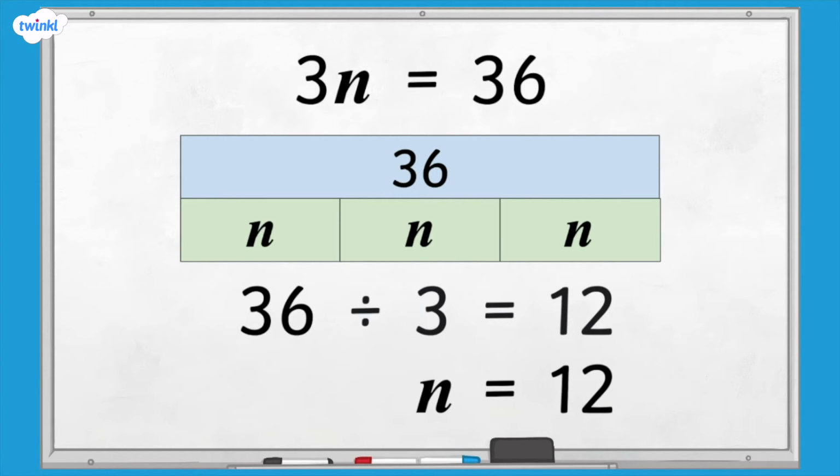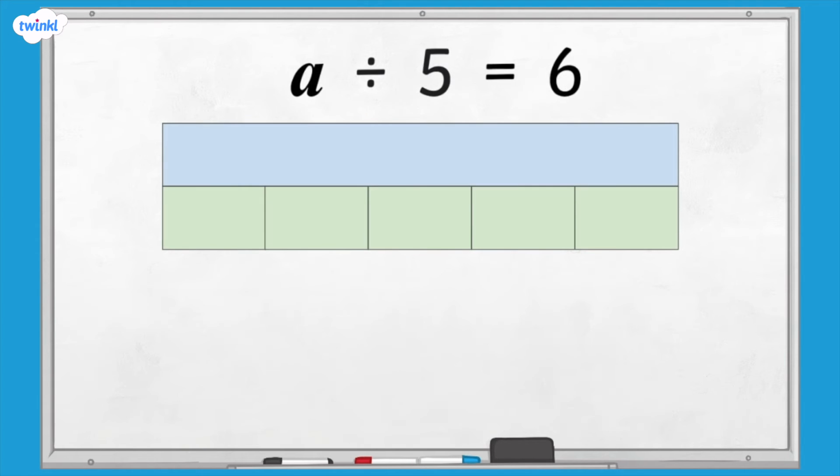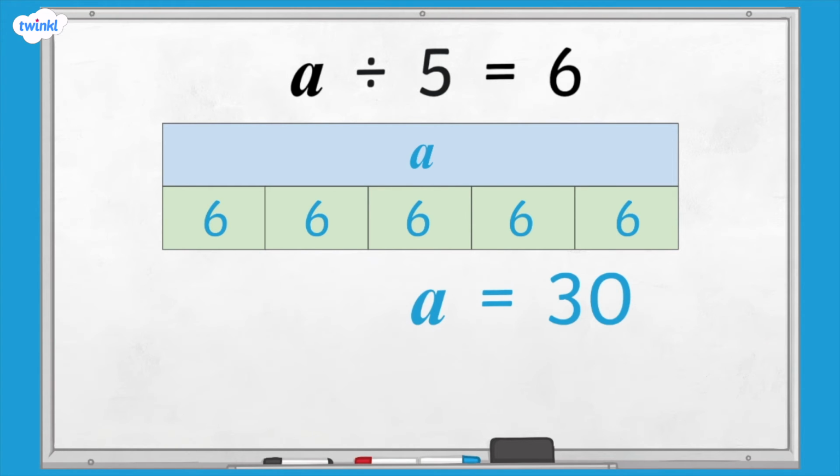Use a bar model or the inverse operation to find the value of a if a divided by 5 equals 6. Pause here until you're ready to check your answer. Did you work out that a was equal to 30? We can check if our answer is correct by substituting our value for a back into the equation. So, 30 divided by 5 equals 6.